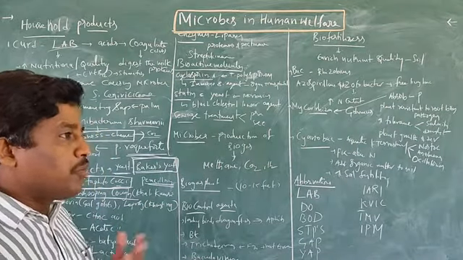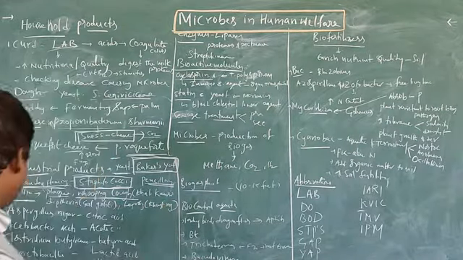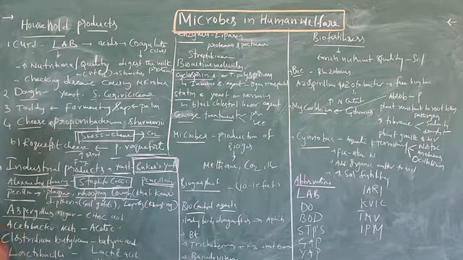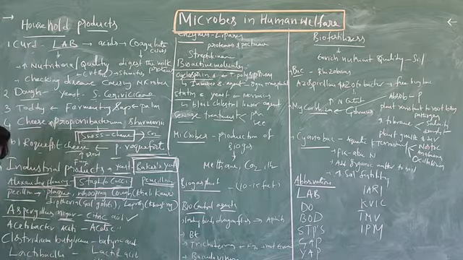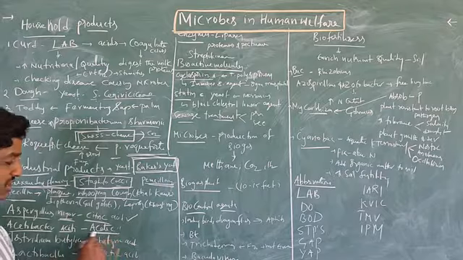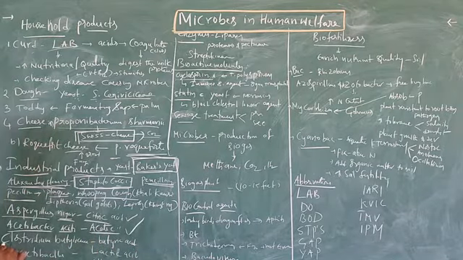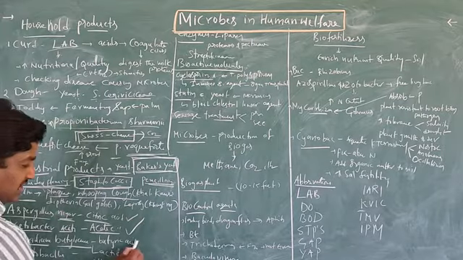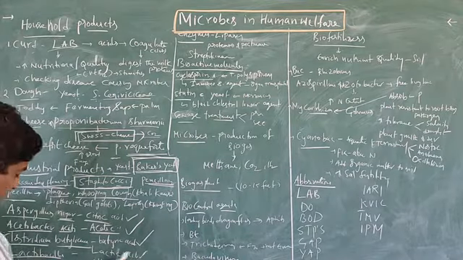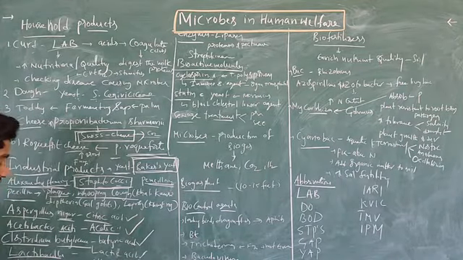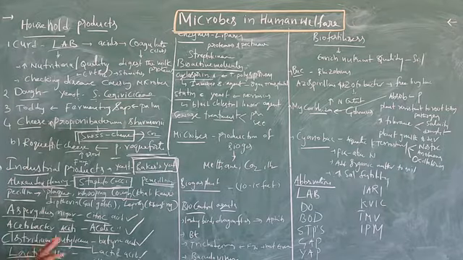Different microbes produce different products. Aspergillus niger produces citric acid, and Acetobacter aceti produces acetic acid. Clostridium butylicum produces butyric acid, and Lactobacillus produces lactic acid. And yeast produces ethanol. They are different kinds of products.